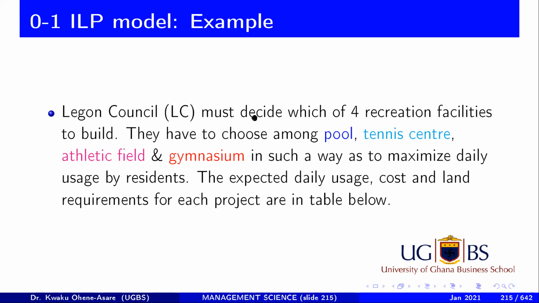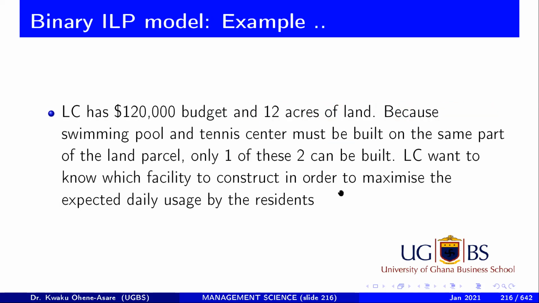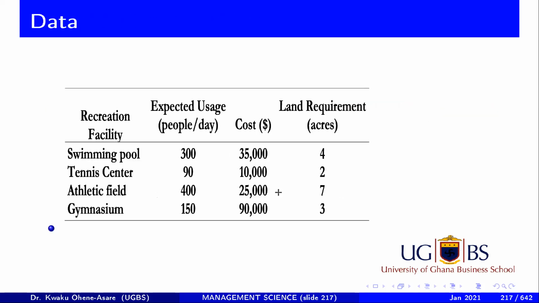Legon Council must decide, this is an important word, gotta decide on which of the 4 recreational facilities that you want to build. You have to choose among pool, tennis, athletic field, gymnasium in order to maximize daily usage. The key is you are maximizing daily usage by residents. The expected daily usage, the cost, the land requirement for each project is going to be shown below. So let's show that first.